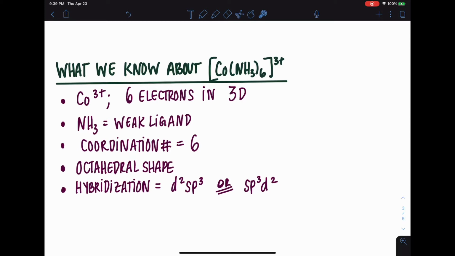We also know from the previous slide that the shape of this complex ion is an octahedral shape. An octahedral has 2 different hybridizations for the valence bond theory. It has d2sp3 or it has sp3d2. The difference between them is that d2sp3 has an inner d orbital, whereas sp3d2 has an outer d orbital. To figure out what hybridization works for this complex, we have to draw the valence bond theory.